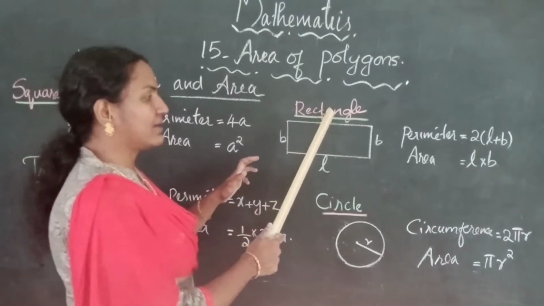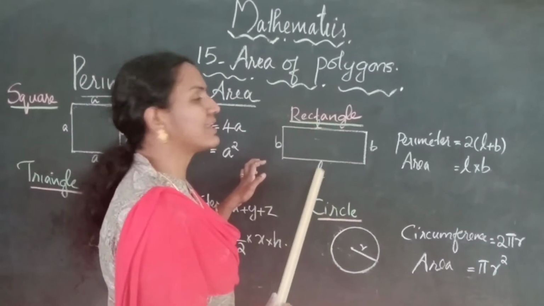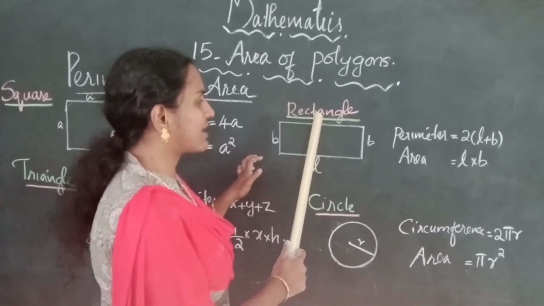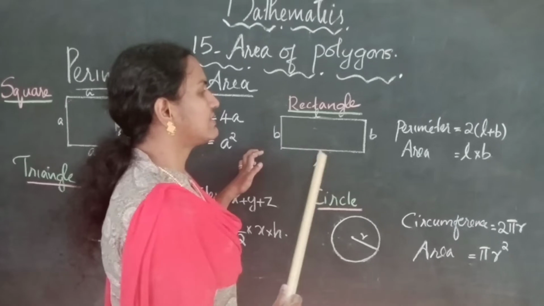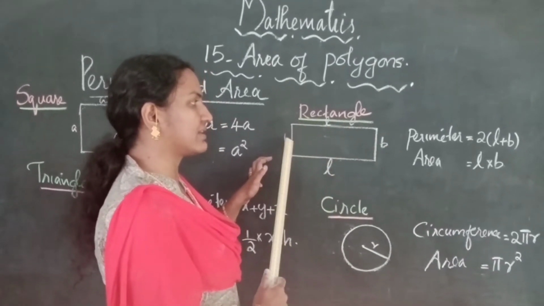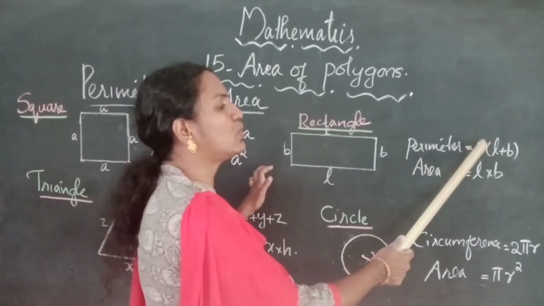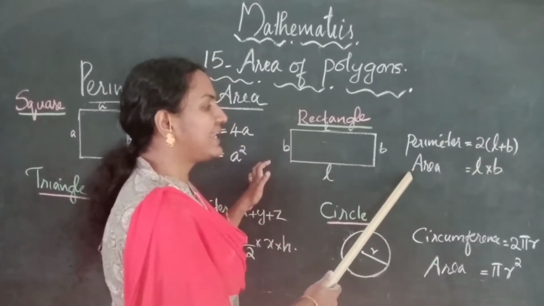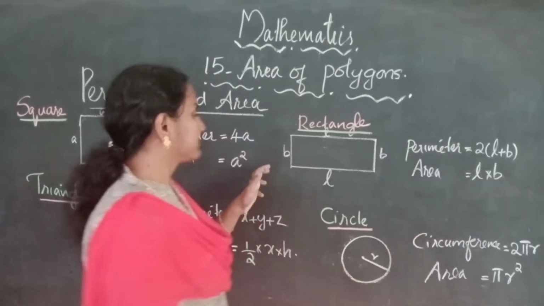Then rectangle. Rectangle is a four-sided closed figure. The opposite sides are equal. This is length, this is also length, this is breadth, this is also breadth. So the perimeter is the sum of all the sides: length plus length plus breadth plus breadth, 2 into length plus 2 into breadth. Take 2 outside: 2 into (length plus breadth). Area is length into breadth, L into B.